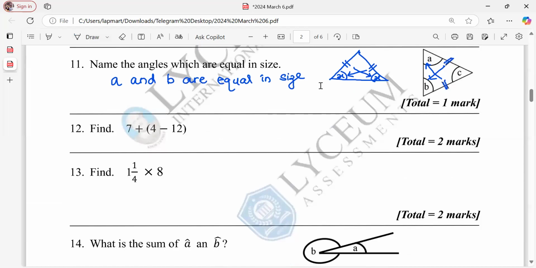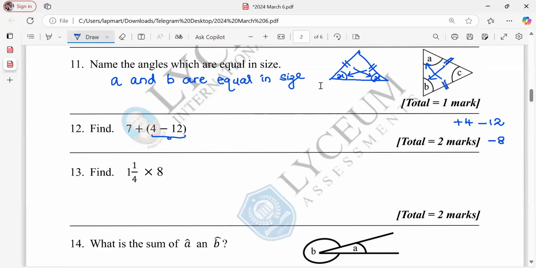Here we have a bracket and addition. According to BODMAS, first what we need to do, children, is the bracket. So 4 minus 12. When you have different signs like this, we get the difference of the numbers. That is 4 and 12, the difference is 8. And we use the sign of the higher digit.